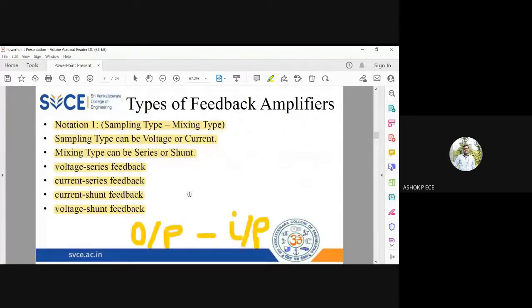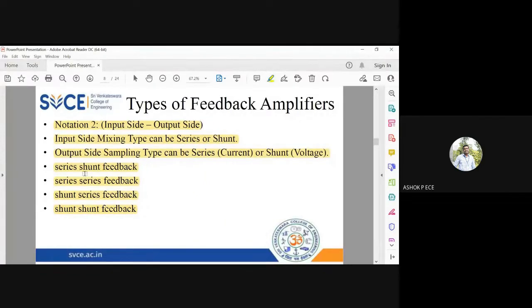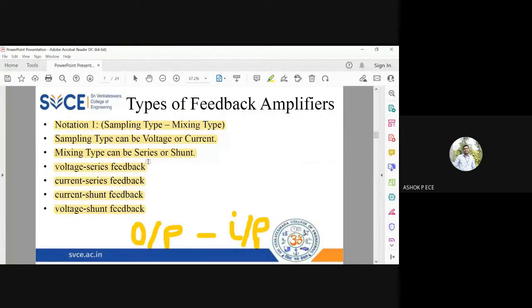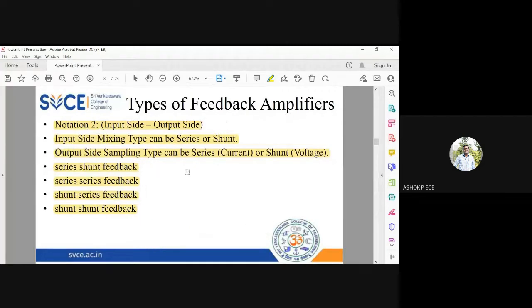How to relate both? See here. Assume you know the first name, voltage series feedback. What is the second name? This series, write as it is. And where will voltage be the same? In shunt. So it is going to be series shunt feedback. See the first name, voltage series feedback is the name in notation 1. In notation 2, it is series shunt feedback.